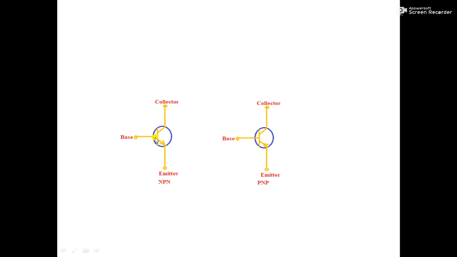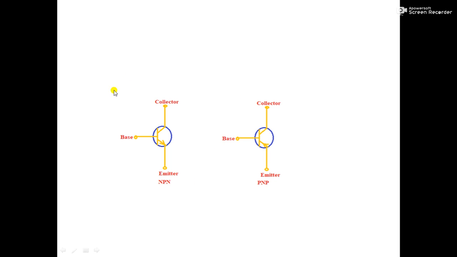Whenever the arrowhead is directed from the base region to the emitter region, we can say that this is an NPN emitter junction and an NPN transistor. And if the arrowhead is directed from emitter to base, then the emitter must be P. If the emitter is P, then the collector must be P. So it is a PNP transistor. So by looking at the arrowhead, we can identify which one is a PNP transistor and which one is an NPN transistor.